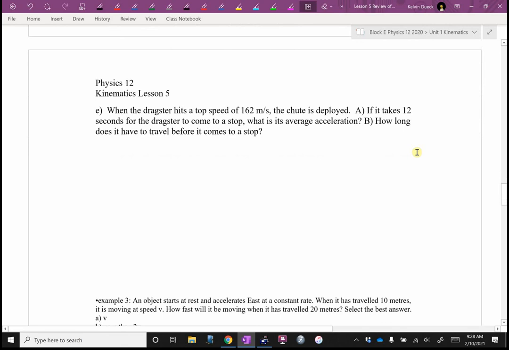E. When the dragster hits a top speed of 162 meters per second, it deploys its parachute. A. If it takes 12 seconds for the dragster to come to a stop, what's its average acceleration? This one seems pretty obvious. A equals question mark?